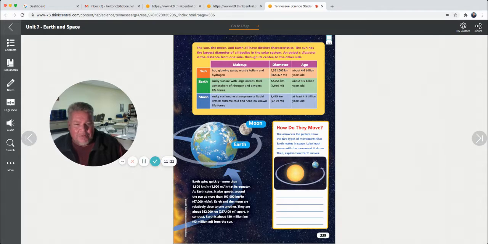How do they move? The arrows in the picture show the two types of movement that Earth makes in space. Label each arrow with the movement it shows, then explain how the Earth moves, okay? Well, this arrow is showing that the Earth is what? It's revolving around the sun. This arrow is showing that it's rotating on its axis.